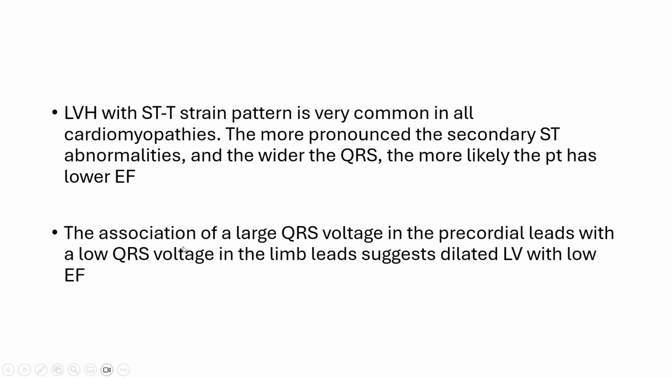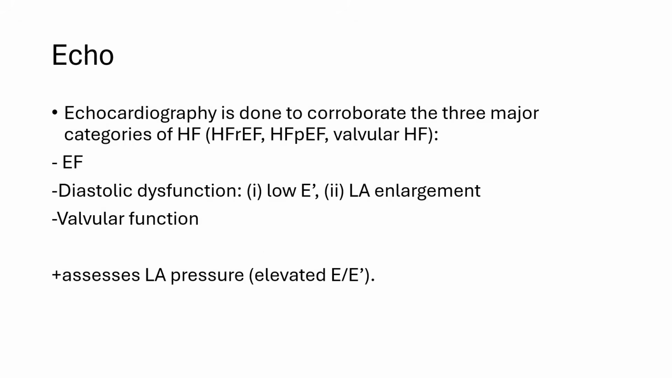The more pronounced the STT abnormality and the wider the QRS, the more likely the patient has lower EF and the worse the prognosis. Also, there is that association that I explained in the past of a large QRS voltage in the precordial leads with a relatively low QRS voltage, less than 8 millimeters in the limb leads, which suggests dilated LV with low EF.